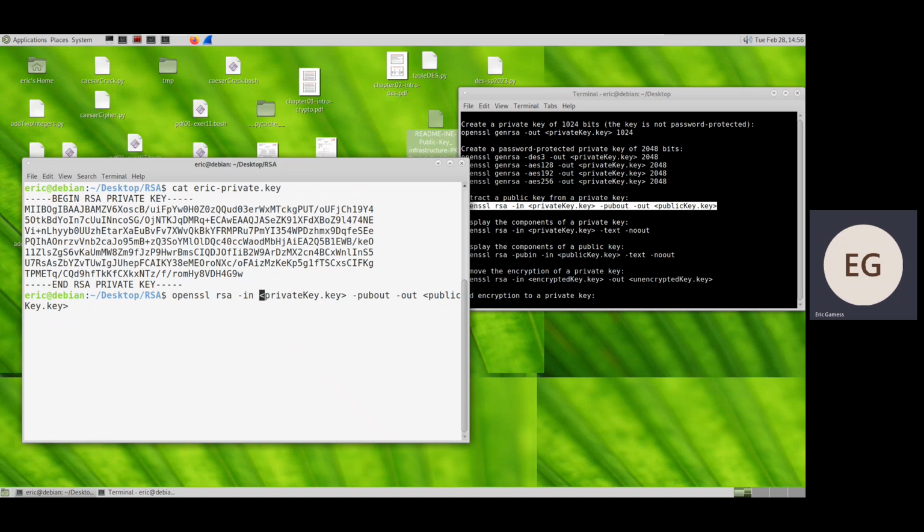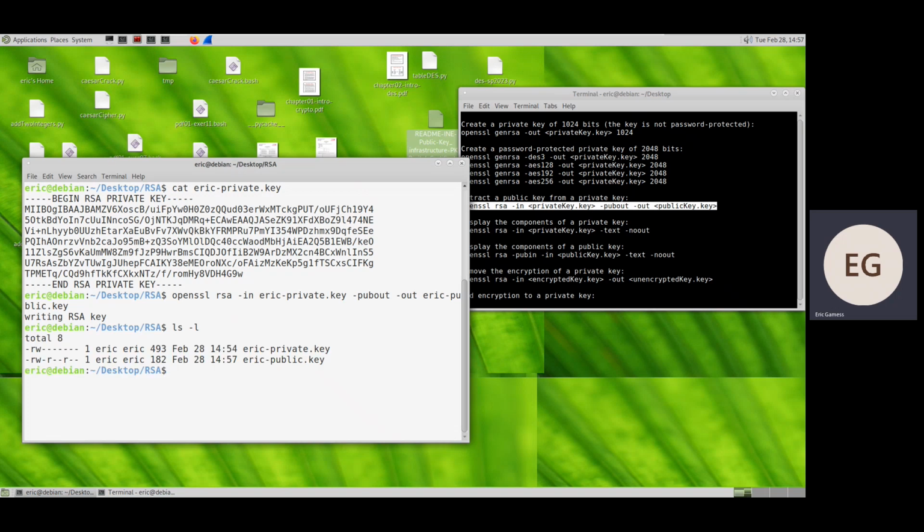We say what is the key that we are entering. So the key is the private key. So the file is called eric-private.key. And we want to generate as an output the public key. So here I have the option -pubout, saying that I want to generate a public key. And here we are going to put the name as eric-public.key. Okay, I just generated my public key.